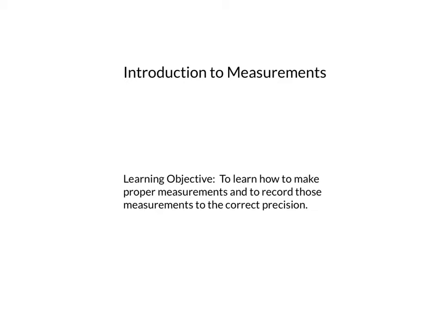Hi everyone. So today what I want to do is introduce you to measurements, making measurements in chemistry. This is a really important topic before we get into doing any experimentation where we have to make very precise measurements. So the learning objective here is we're going to learn how to make proper measurements, and we're going to record those measurements to the correct precision. Making measurements and communicating those measurements is extremely important in science.